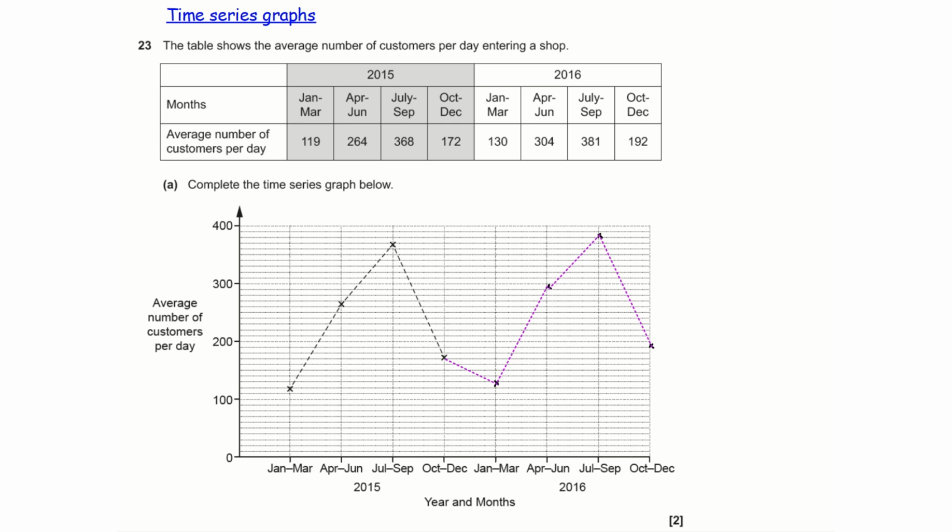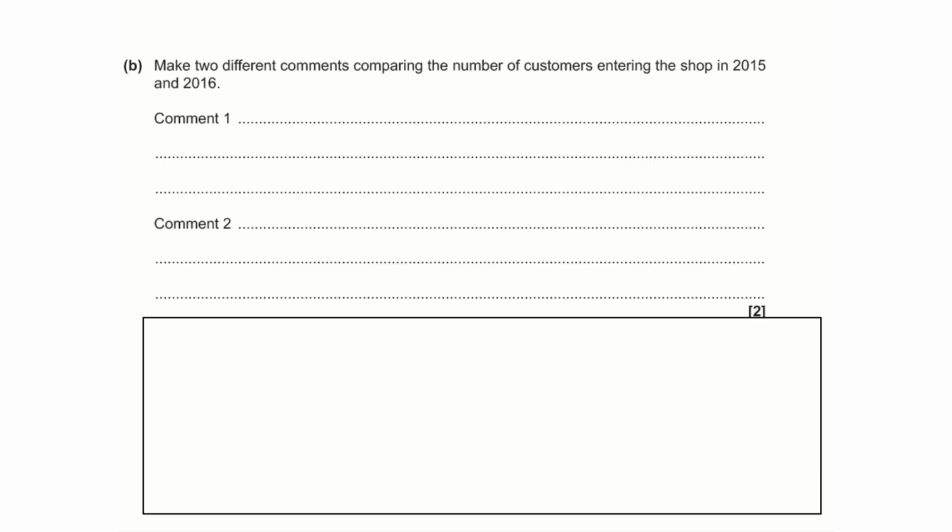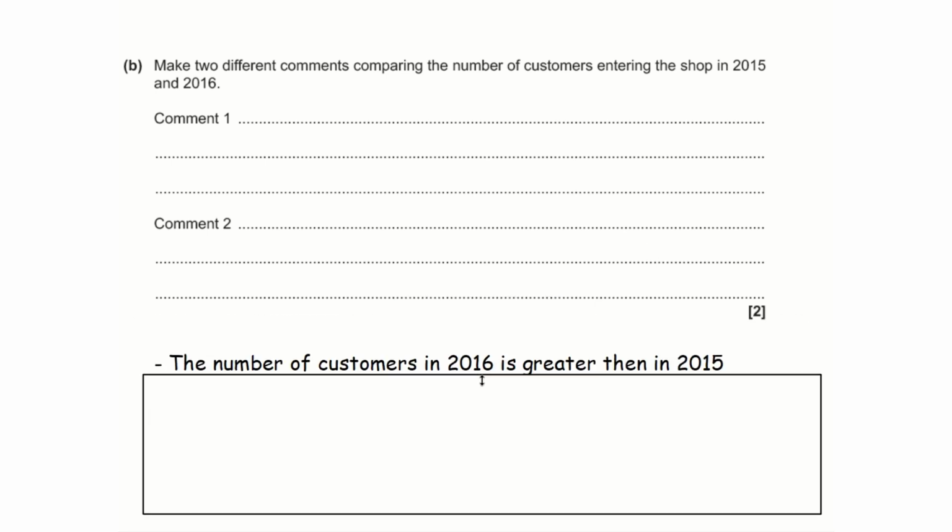Second part of the question is really similar again to the one we've just looked at. Make 2 different comments comparing the number of customers entering the shop in 2015 and 2016. To make sure that you don't lose marks, I would have a general trend and then one that links to those different quarters. So again, 2 comments that I've written for us.